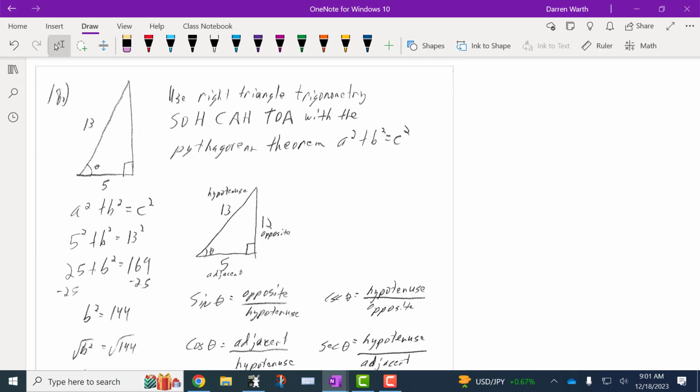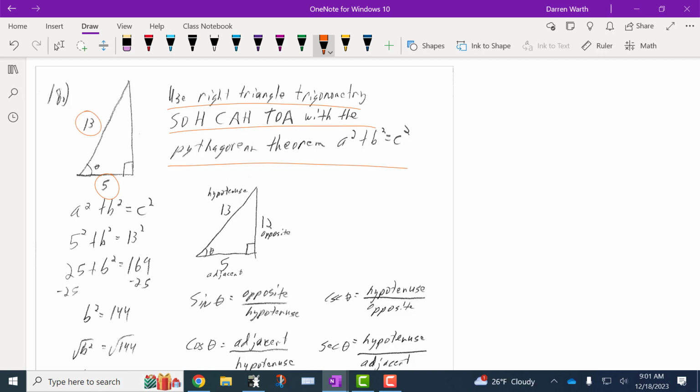Okay, then on this last problem, let's find the exact value of all 6 trigonometric functions at a given angle. So notice, again, we're going to use our right triangle trigonometry, so the Pythagorean theorem, a squared plus b squared equals c squared. This triangle has sides 5 and 13.